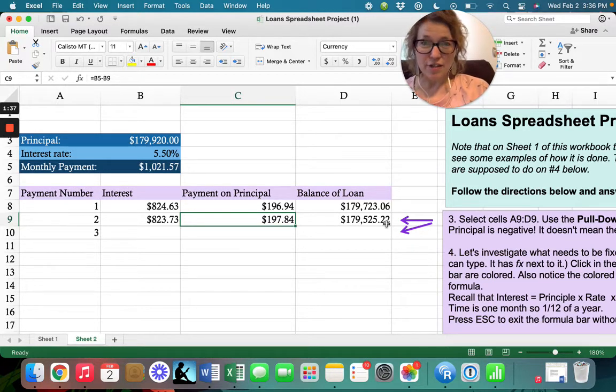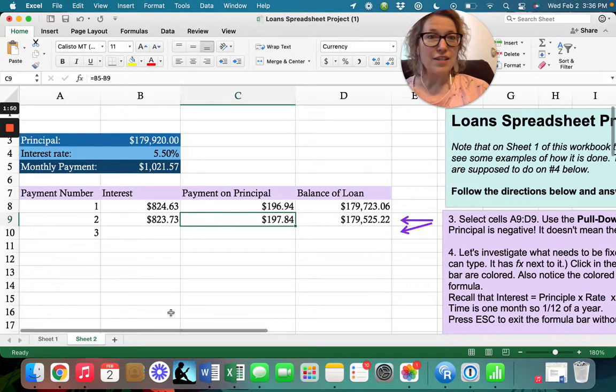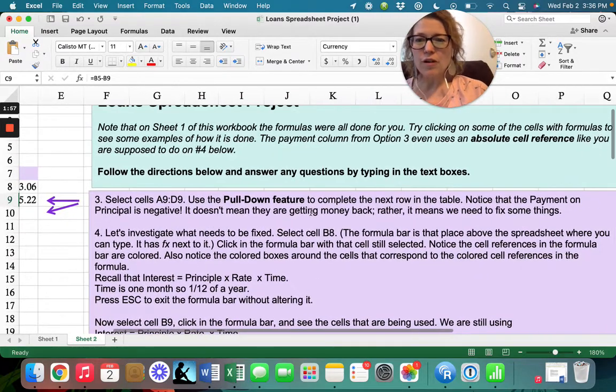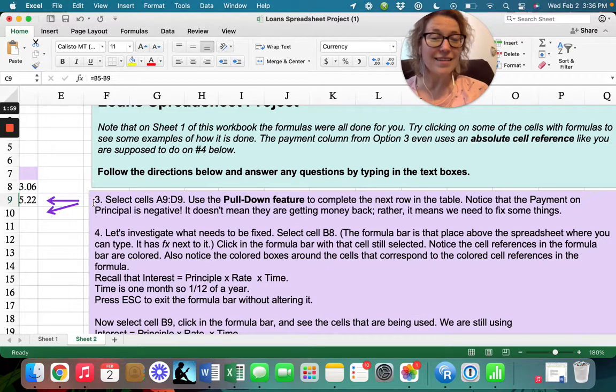An amortization schedule will chart out for each payment how much money is going toward interest, how much is going toward the principal. We want to complete this amortization schedule in this sheet 2 of the spreadsheet assignment. Now, we're following these directions and we're starting in on number 3 because there were some things we were supposed to do on sheet 1 that were numbers 1 and 2. But beginning on this sheet, number 3 is the first step.